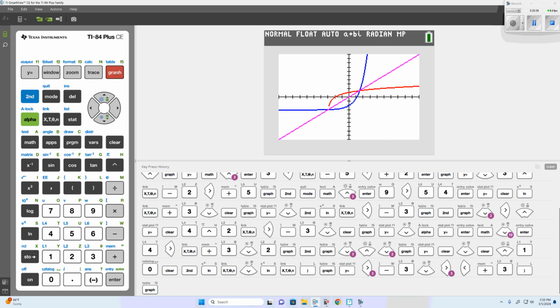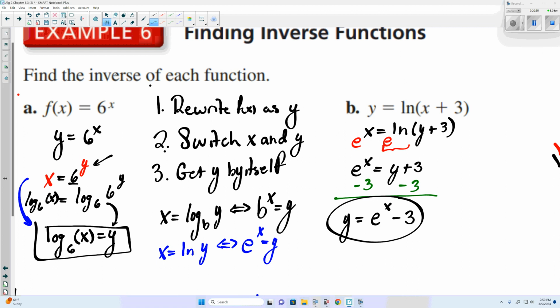The only reason that the one in red doesn't drop lower than that is because the value inside the logarithm, inside this here, cannot be 0 or a negative number. We can't take the natural log of 0 or a negative.